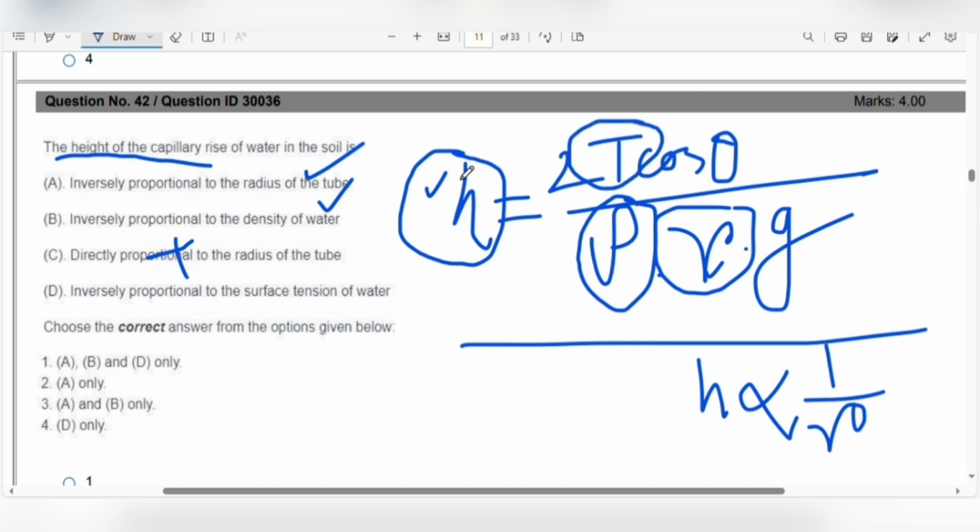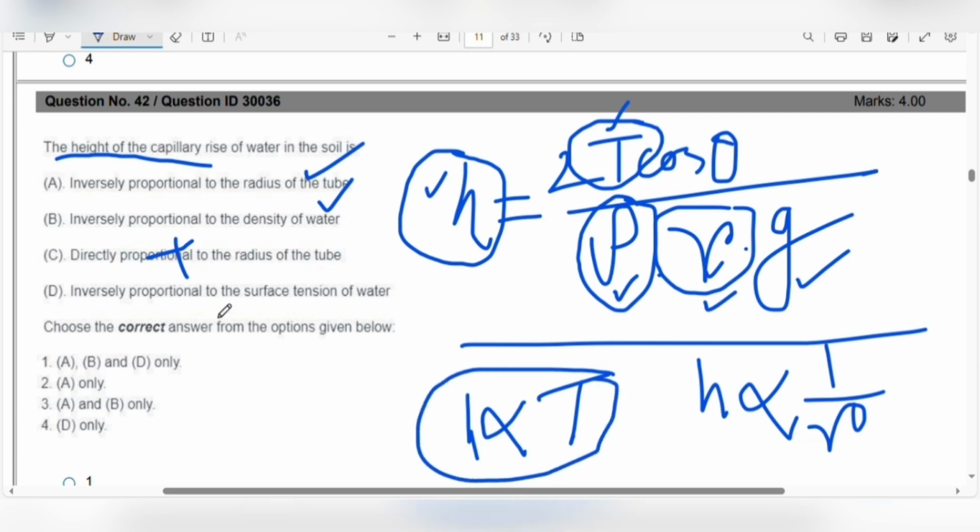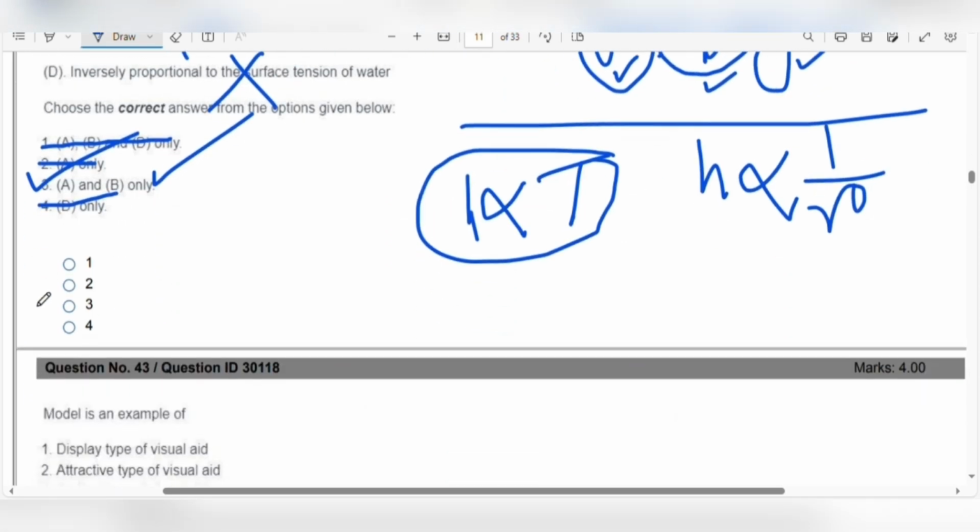Here, H is the height of capillary rise, T is the surface tension of the water, rho is the density of water, R is the radius of the tube, and g is gravitational acceleration due to gravity. Here we can see H is in the numerator, T is in the numerator. So what do we call it? We call this relation directly proportional. So this is also wrong. So this is wrong, this is wrong, this is wrong, and the correct answer is option 3. Option 3 is the correct answer.